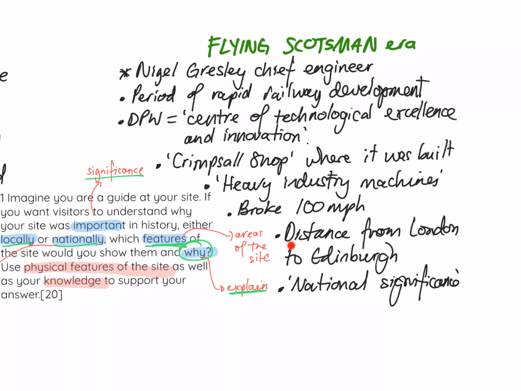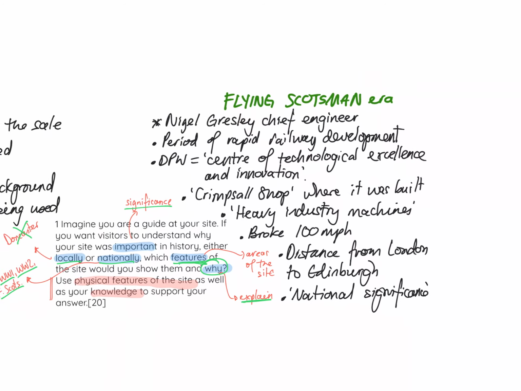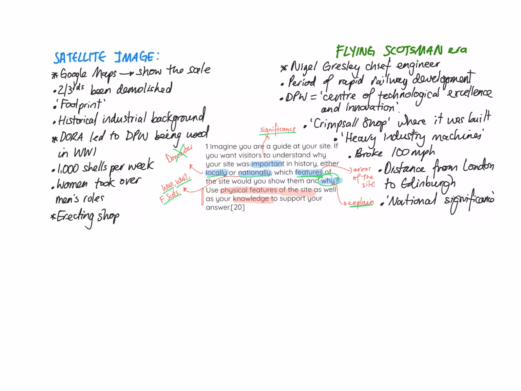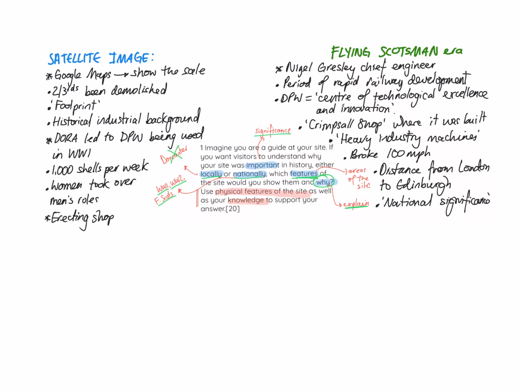The fact that it got the record distance with non-stop travel during this period, London to Edinburgh, and then I'd make sure I highlighted the national significance. So there's a second point there on the Flying Scotsman. So just to go back to the main points of what I'm highlighting here, remember that we need to be focusing on the importance of these different things. Locally, remember I'm not doing locally, I'm doing nationally, and we need to be using features of the site.